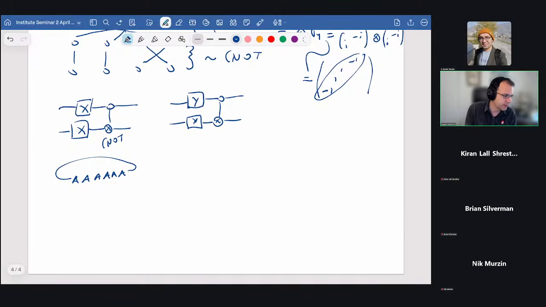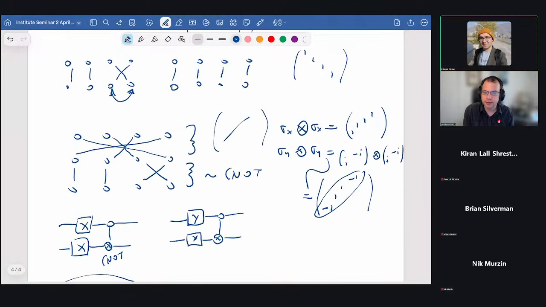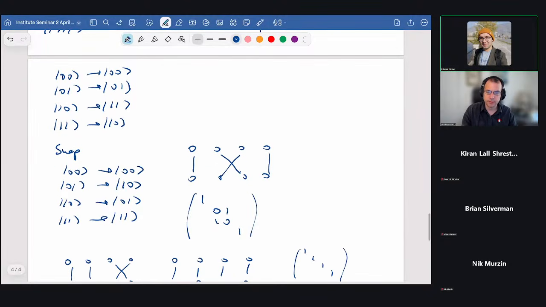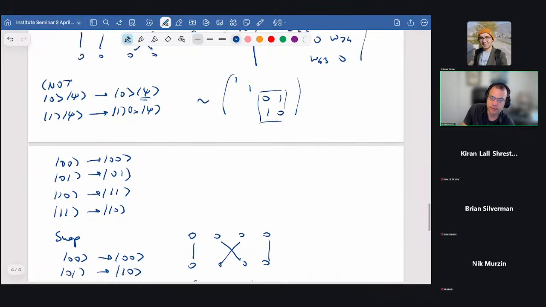So, if I understand correctly, you are asking about the connection between the quantum gates and the multiway systems. Uh-huh. Okay.